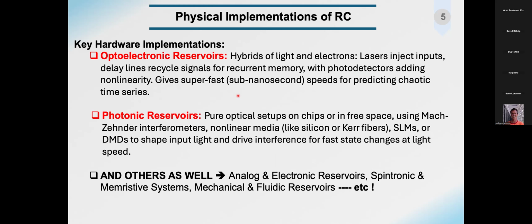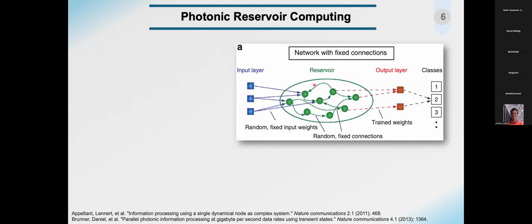Then we have photonic reservoirs, which are pure optical setups on chips or in free space using Mach-Zehnder interferometers and nonlinear media. In free space, SLMs and DMDs are used to shape light, and other phenomena like interference are used to generate the transient states. There are also many other hardware implementations for reservoir computing, like analog electronic reservoirs, spintronic, memristive systems, and even mechanical and fluidic reservoirs. For us, we would like to focus on the implementation of a photonic reservoir computing system.